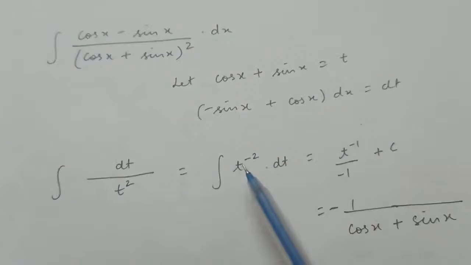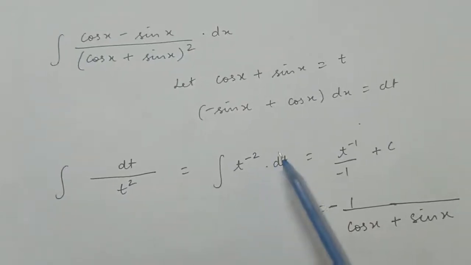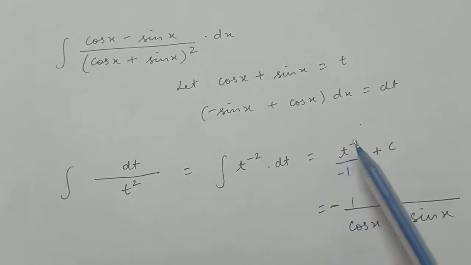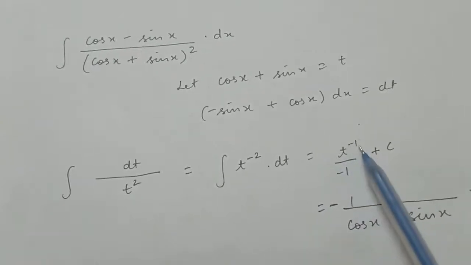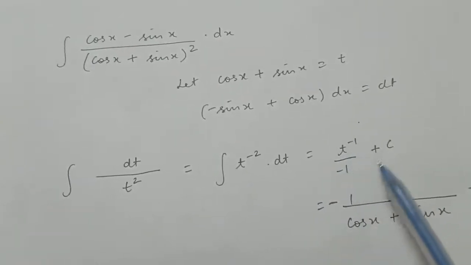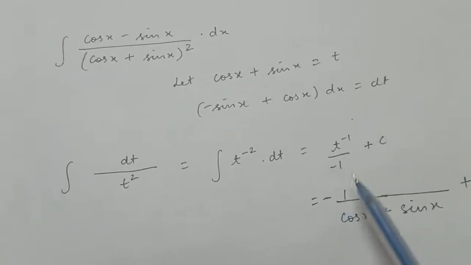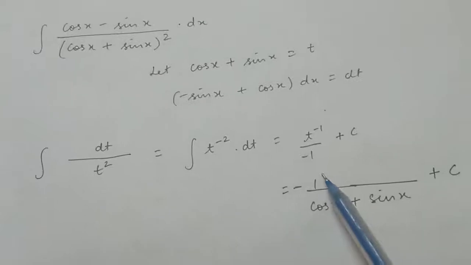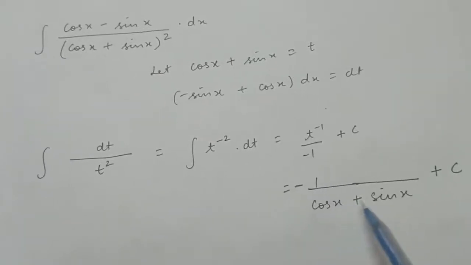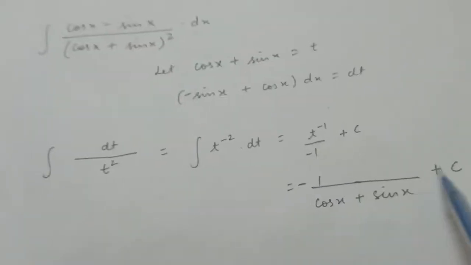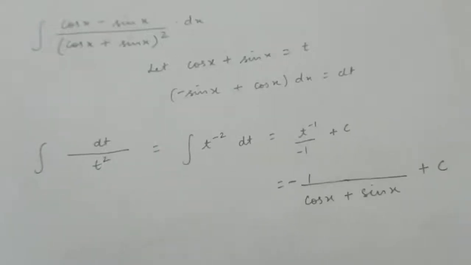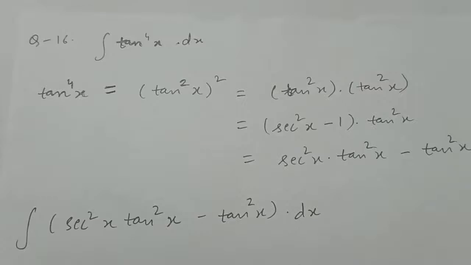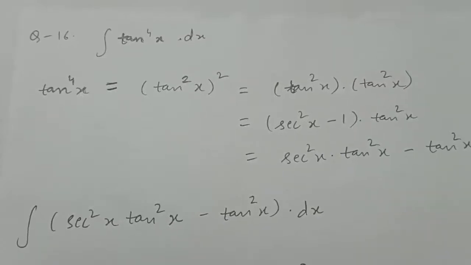Now this is equal to integral of t raised to the power minus 2, which is equal to t raised to the power minus 2 plus 1, that is minus 1, upon minus 1 plus c. So minus t raised to the power minus 1 is 1 by t. Therefore 1 by t is 1 upon cos x plus sin x plus c. Now question number 16 is integral of tan x raised to the power 4 into dx.